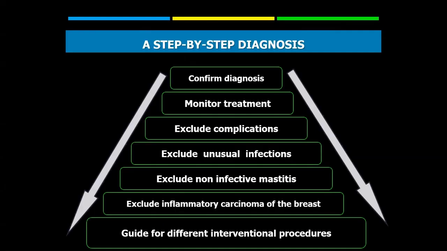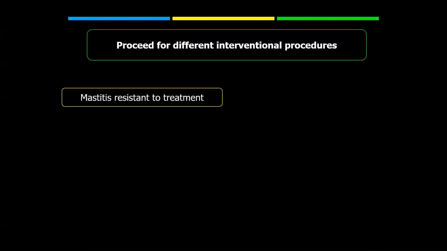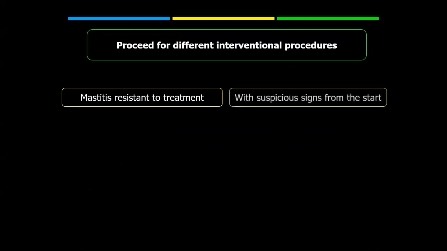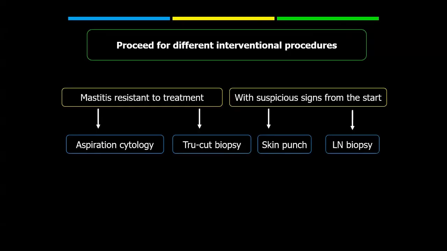And lastly, we come to guiding different interventional procedures. We should proceed to a biopsy whenever we have a mastitis which is resistant to antibiotic treatment, and with mastitis with suspicious signs from the start. We can perform an aspiration cytology or a true cut biopsy. Sometimes we need to do a skin punch biopsy and lymph node biopsy, especially in cases of inflammatory breast carcinoma.